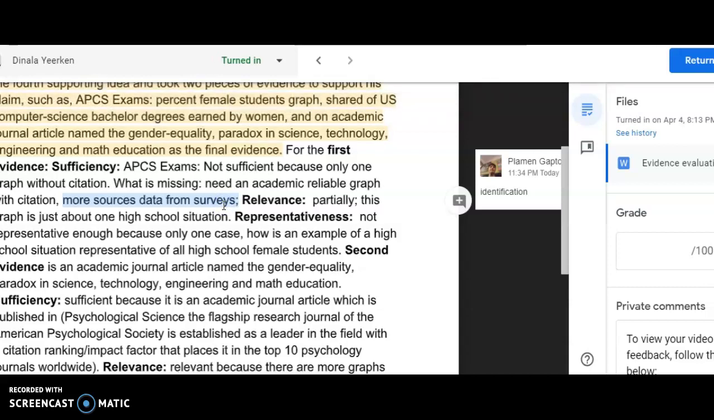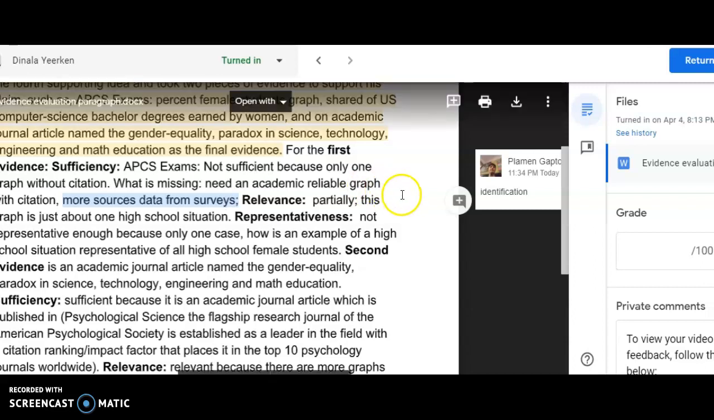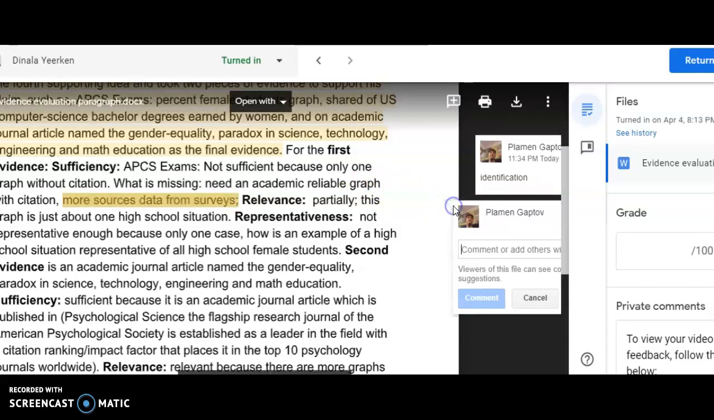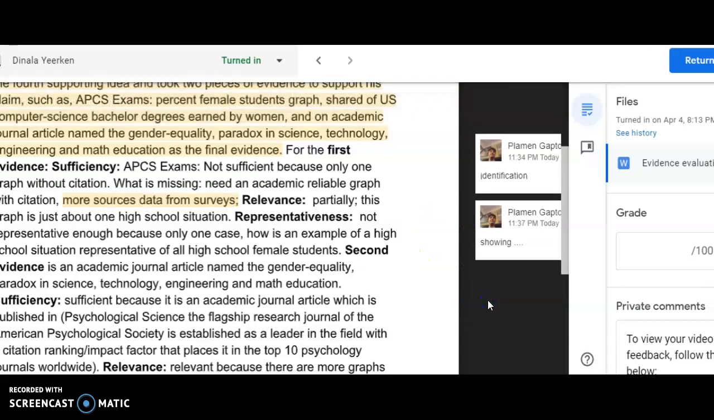Again, when you come to the writing of the paragraph, you have to say more surveys proving what? It's not just enough to say more surveys. More sources from data, more data from surveys showing what? Right? Surveys showing what? So you have to continue. Showing that blah blah blah, right?